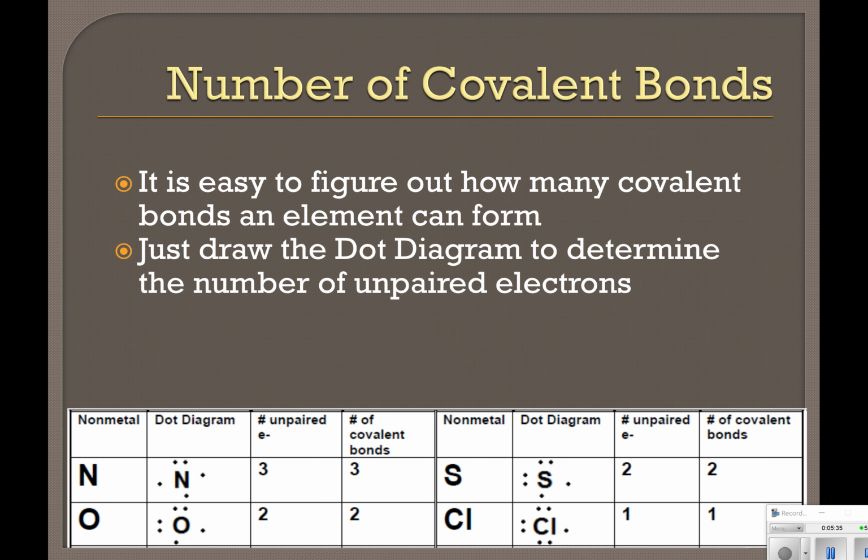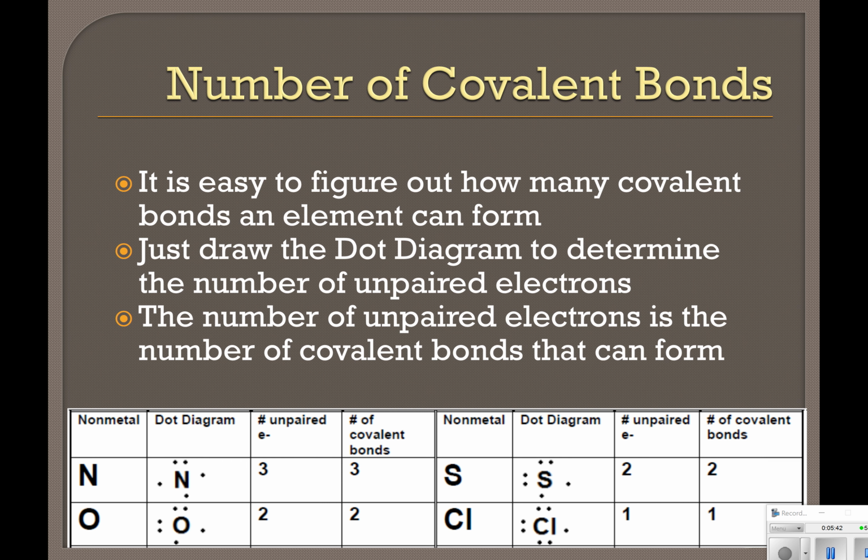When we write the dot diagram for any atom, we can see how many unpaired electrons that atom has. The number of unpaired electrons is equal to the number of covalent bonds that can form. For example, nitrogen has unpaired electrons at 3, 6, and 9 o'clock. Therefore, it can make 3 covalent bonds.